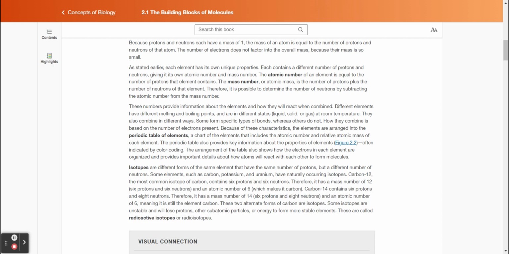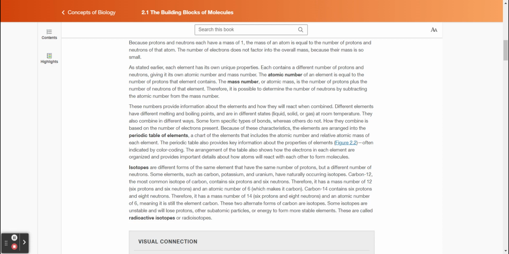Different elements have different melting and boiling points and are in different states, liquid, solid, or gas, at room temperature. They also combine in different ways. Some form specific types of bonds, whereas others do not. How they combine is based on the number of electrons present. Because of these characteristics, the elements are arranged into the periodic table of elements, a chart of the elements that includes the atomic number and relative atomic mass of each element.